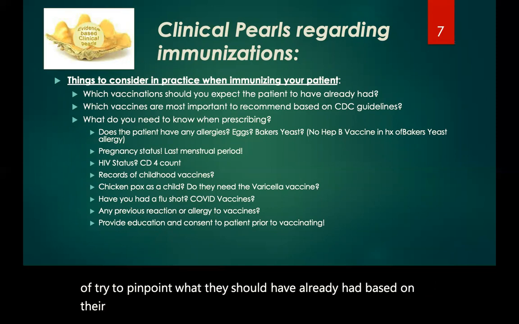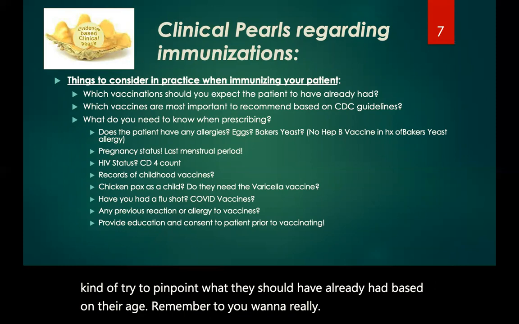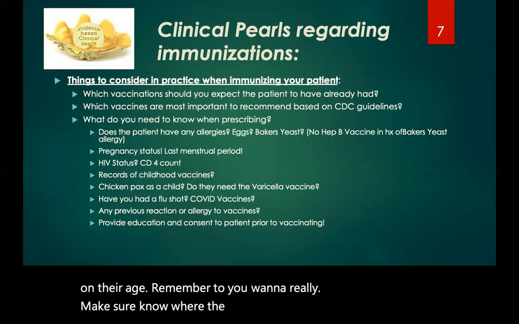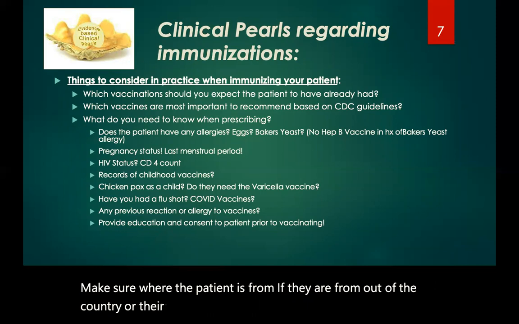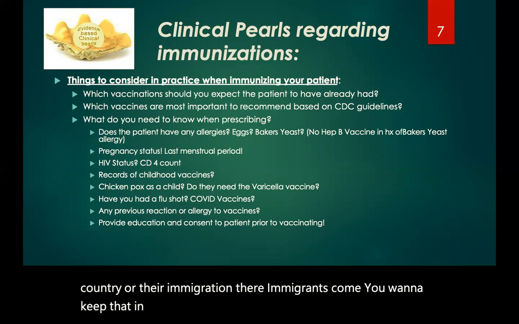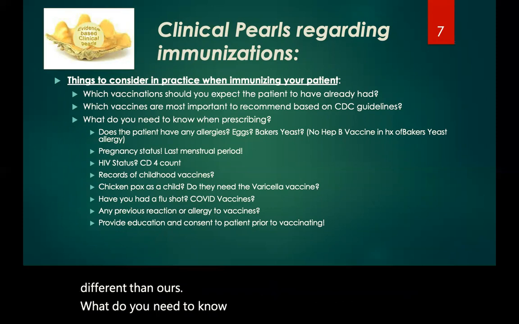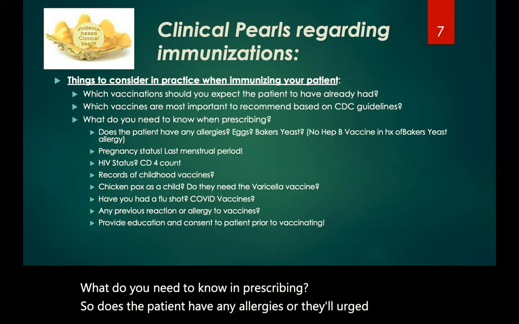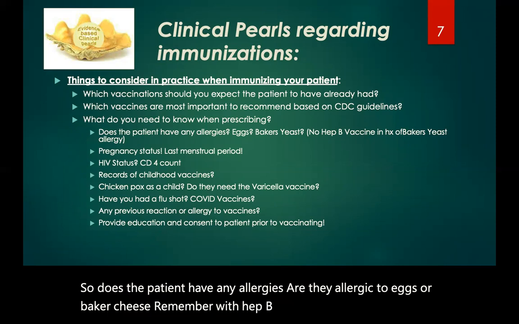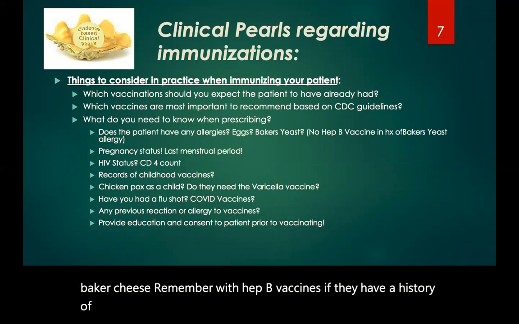Remember too, you want to really make sure you know where the patient is from. If they are from out of the country or they're immigrants, you want to keep that in mind because their standards of vaccines are very different than ours. What do you need to know when prescribing? So does the patient have any allergies? Are they allergic to eggs or baker's yeast? Remember, with Hep B vaccines, if they have a history of baker's yeast allergy, they are not to get it.